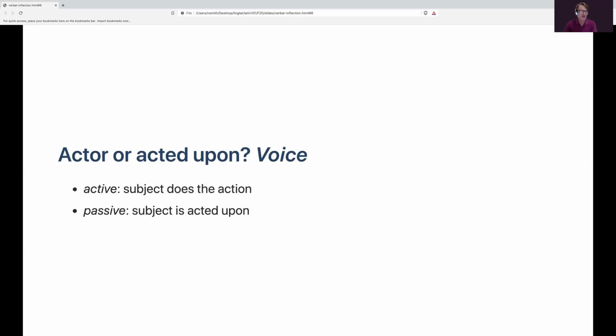The voice of a verb indicates whether the subject is the actor or the subject is being acted upon. The active voice means that the subject is doing the action of the verb. The passive voice means the subject is being acted upon.